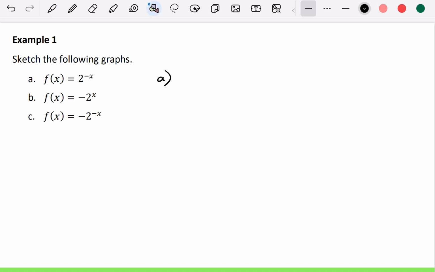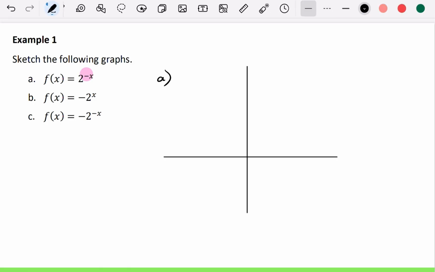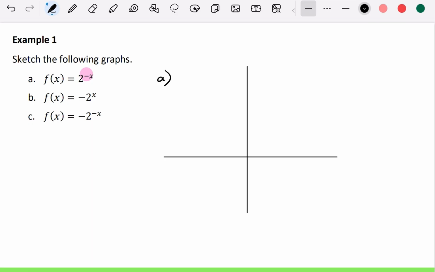So for part A, we'll start by drawing up an axis, and we can recognize that this negative over here is going to be a reflection in the y-axis because it's attached to the x. So normally my graph is going to do this. Now it's going to go in the opposite direction. We have no move left or right, so our asymptote is going to remain at y equals 0.